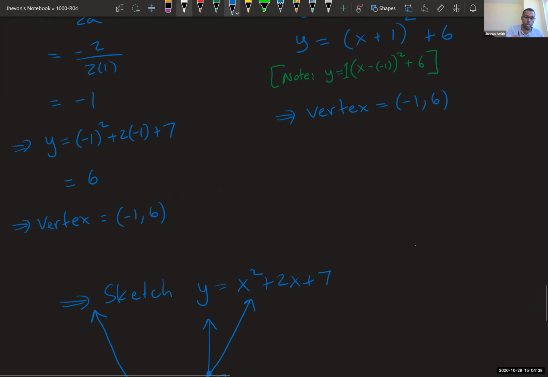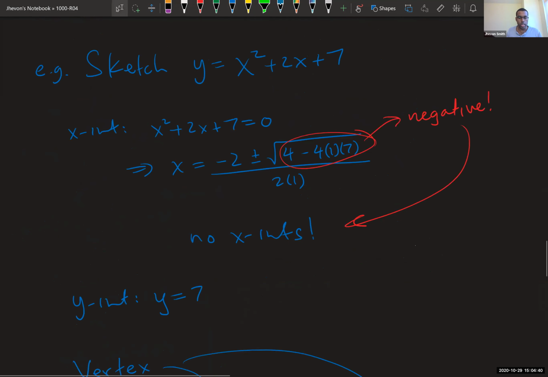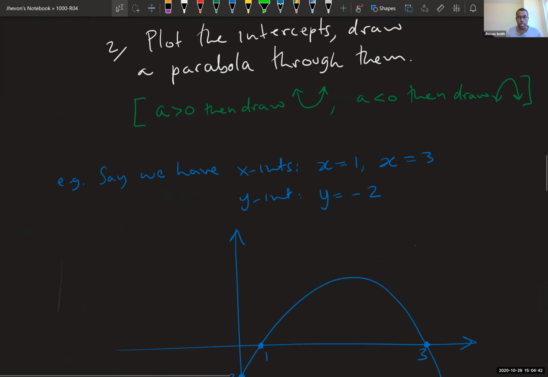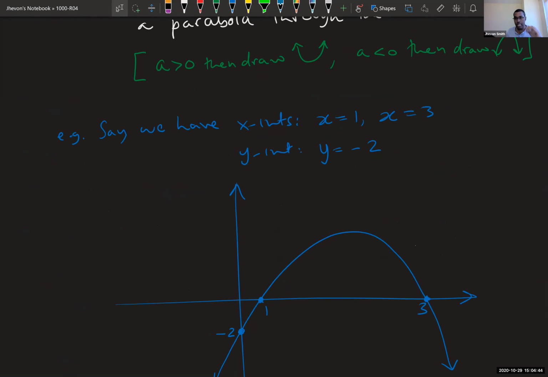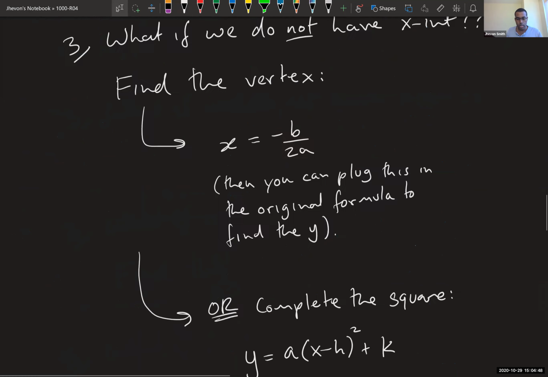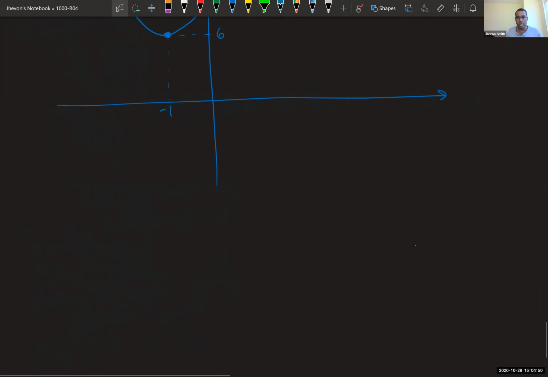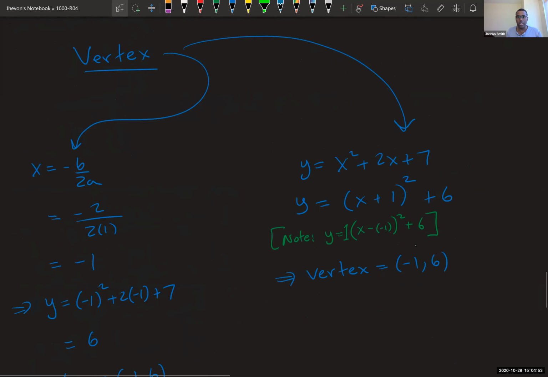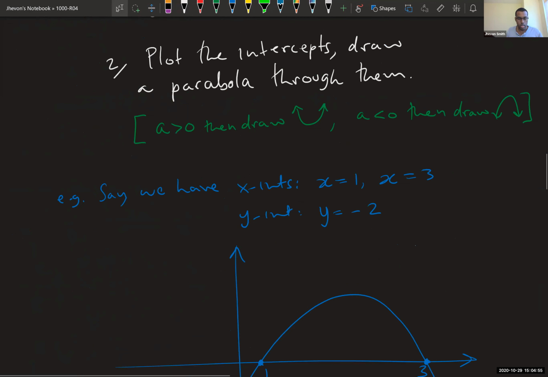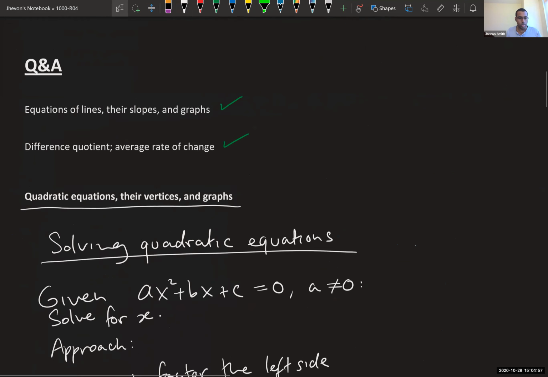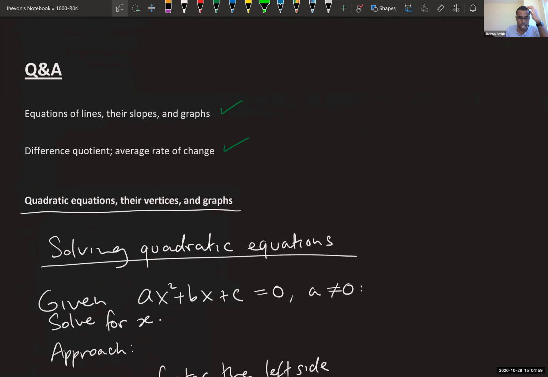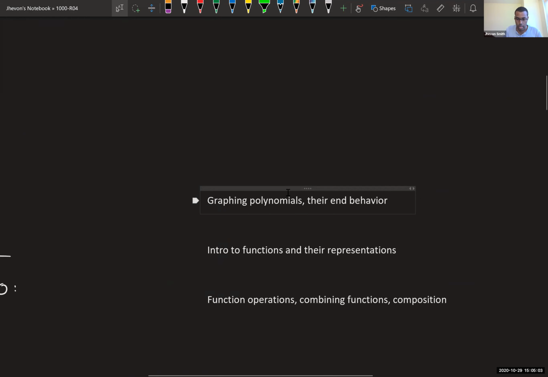So that's how you go about graphing, both in the case where you can find all the X and Y intercepts, as well as the case where you cannot find the X-intercepts. So in either case, you shouldn't get stuck. You shouldn't not know how to graph. So that actually covers quadratic equations, their vertices, and their graphs. Let's look at graphing polynomials in general.